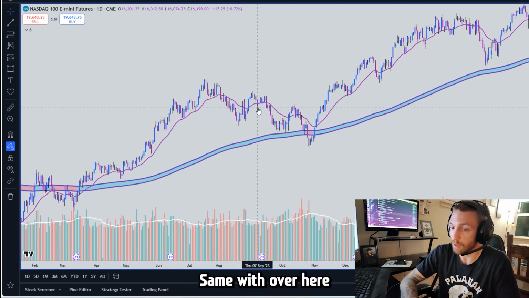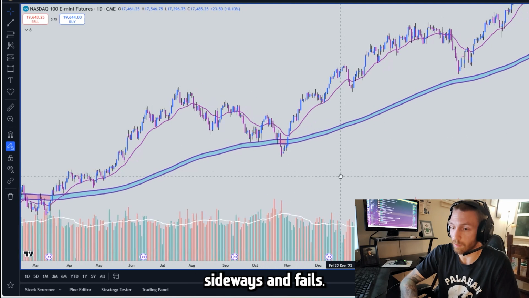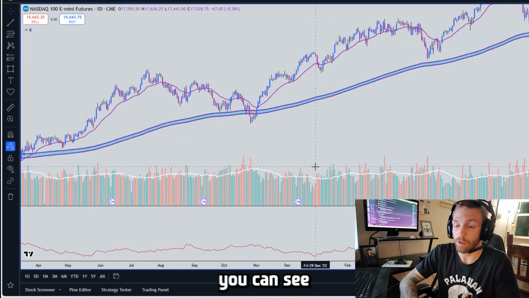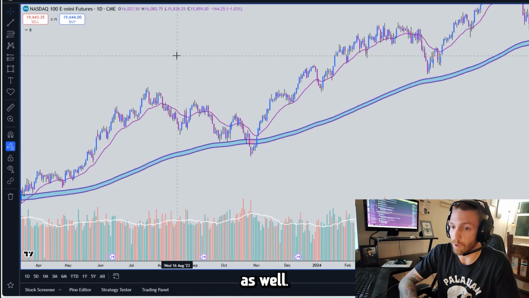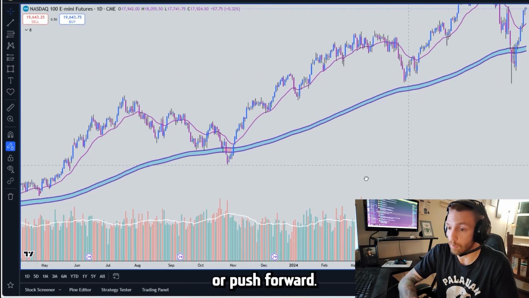Same with over here. It's going sideways and it fails. Comes up, goes sideways and fails. And then you can see the market breadth as well will show you, kind of help you determine whether it's going to fail or push forward.